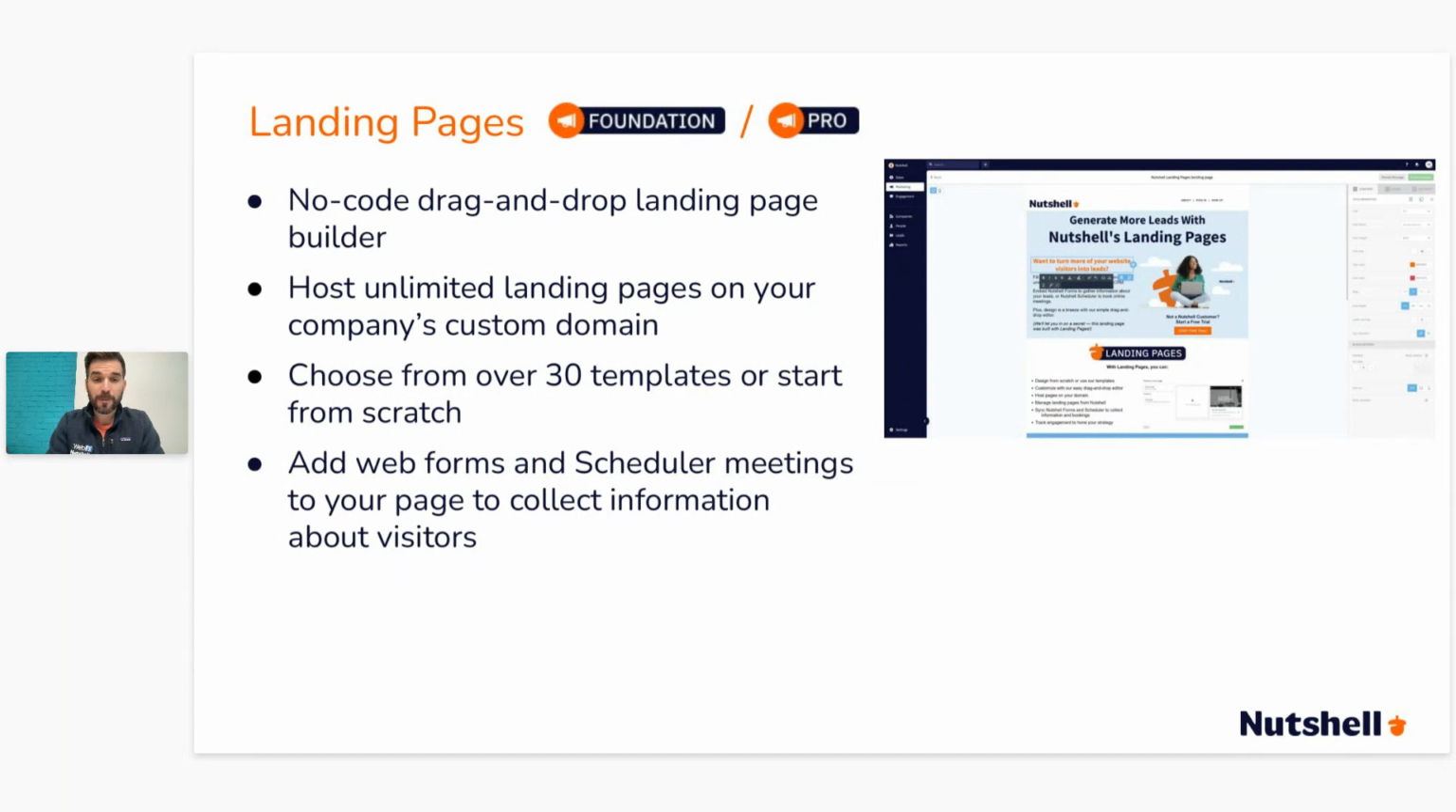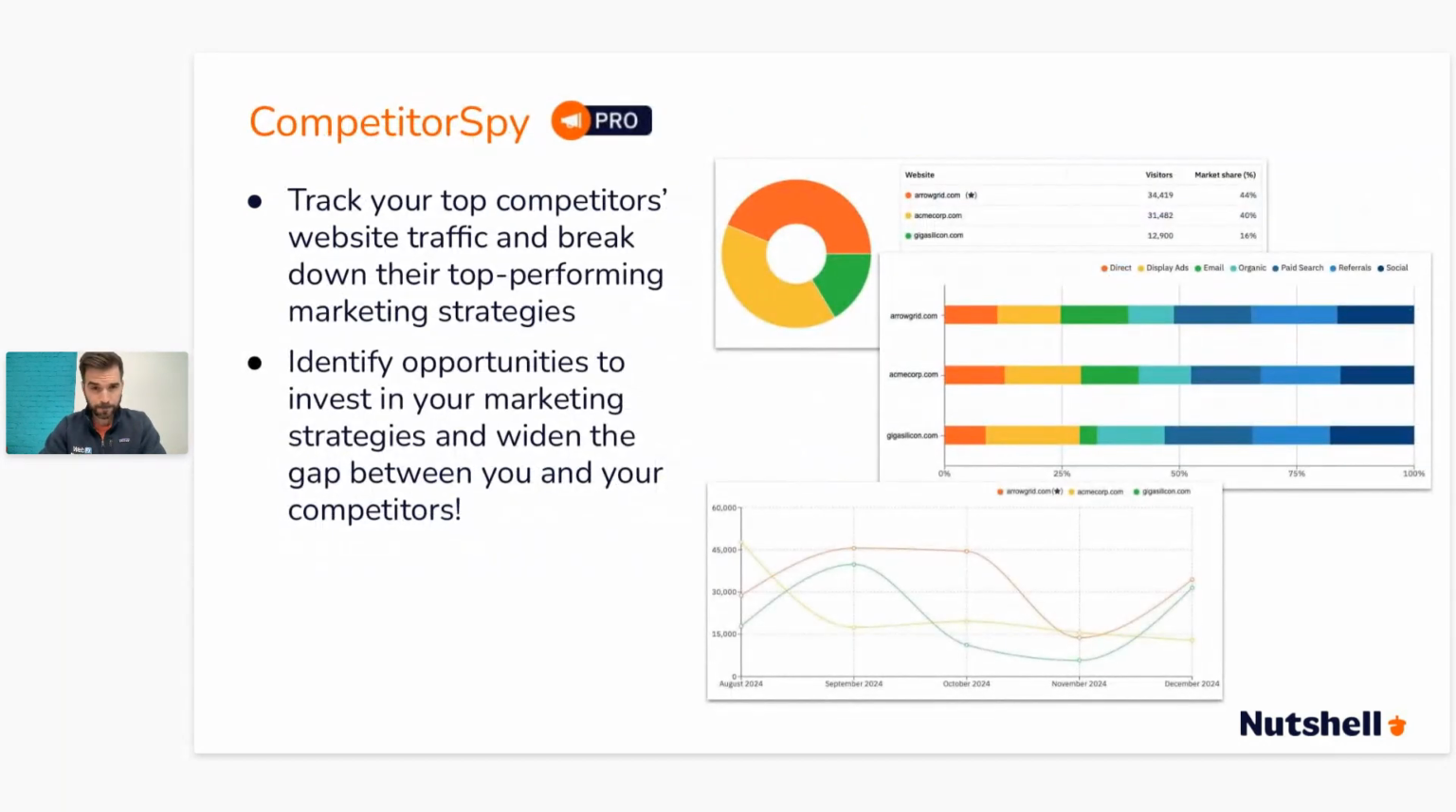We have about 30 templates inside Nutshell where you can start from, or if you have your own vision, you can start from scratch to build out that information as well. And then also with other features that we have inside Nutshell, it makes it really easy to add our web forms to those landing pages. Or if you're a Nutshell Pro and above user, you can add a scheduler link or a scheduler form to that page as well to try to incorporate bookings onto your landing page.